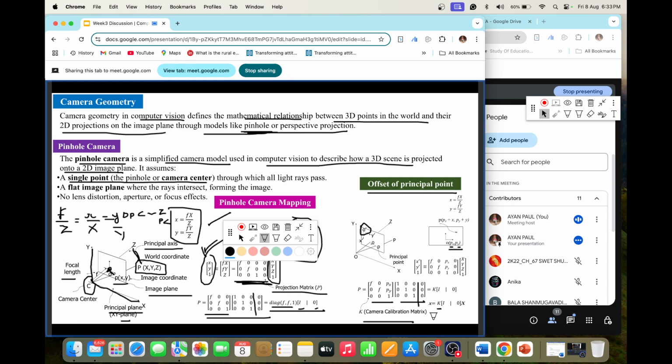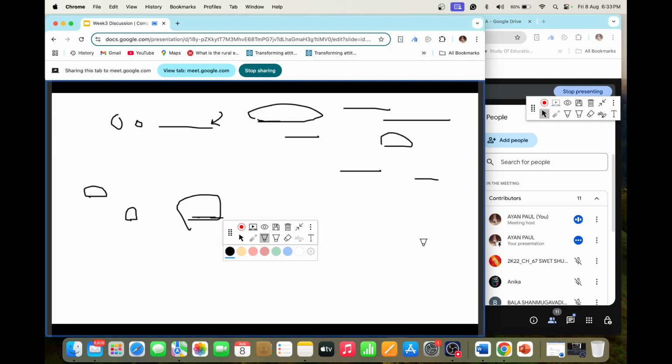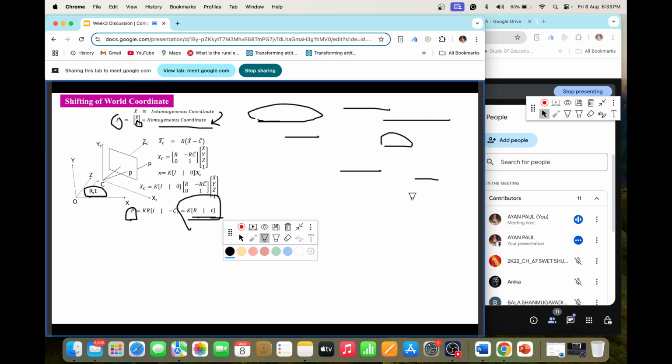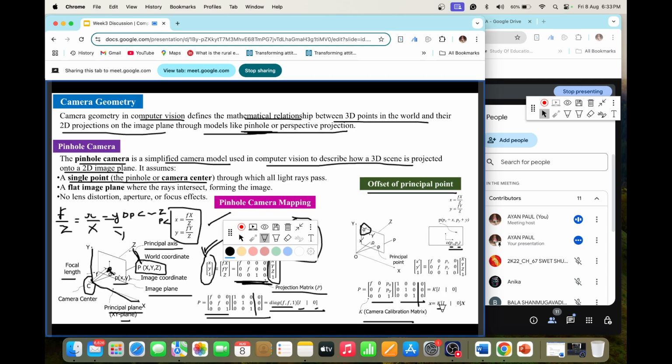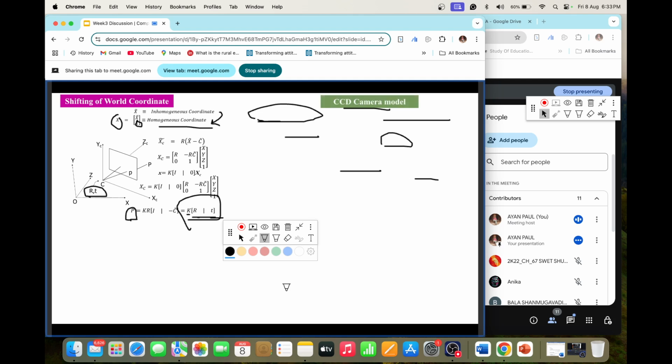This K matrix is known as the camera calibration matrix when we have offset the principal point. Now what happened in shifting the real coordinate? K remains the same, but the next matrix, that is I and 0 column vector (the identity matrix and zero column), changes to the rotation matrix and this translational column vector. This is what happens when we have shifted the world coordinate.